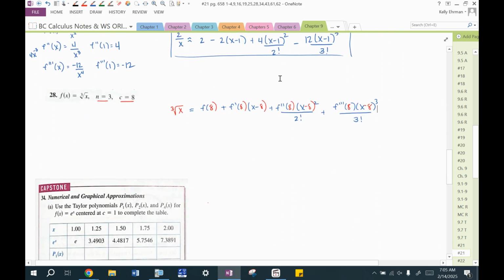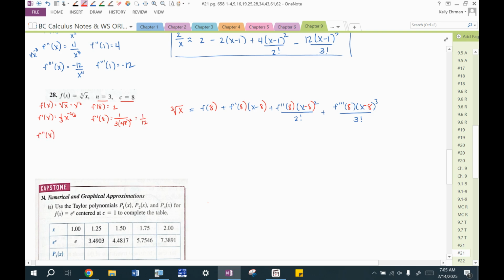All right, so f of x is the cube root of x, which is x to the 1/3, right, for derivative purposes. And f of 8, cube root of 8 is 2. F prime of x will be 1/3 x to the negative 2/3. Actually, I'm going to write it like that. And then when I evaluate f prime of 8, that's 1 over 3, and then it's cube root of 8 squared. So 1 over 3 times 2 squared. So 1 over 3 times 4 is 1 over 12.